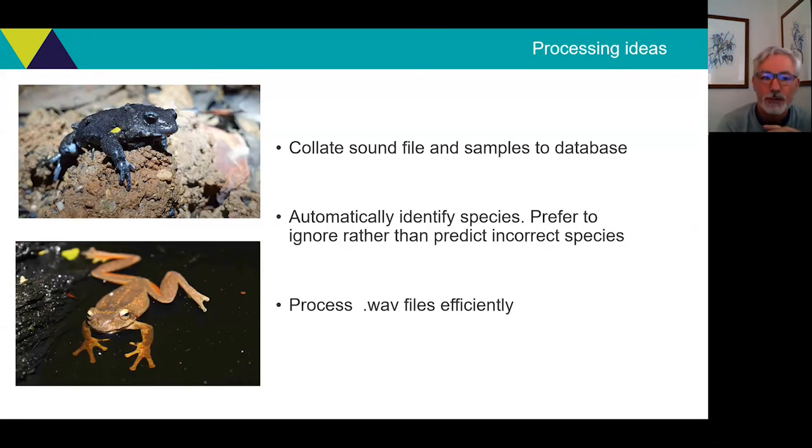So our brief was to collate these various datas from the field into a database such that it all ends up in the one place. And that way it can be collated and controlled and eventually supplied to a model. We wanted to create a model which would automatically identify the various species within these data sets and do it in an efficient way. We would prefer that the model that we made would ignore a species if it was present rather than get it incorrect.